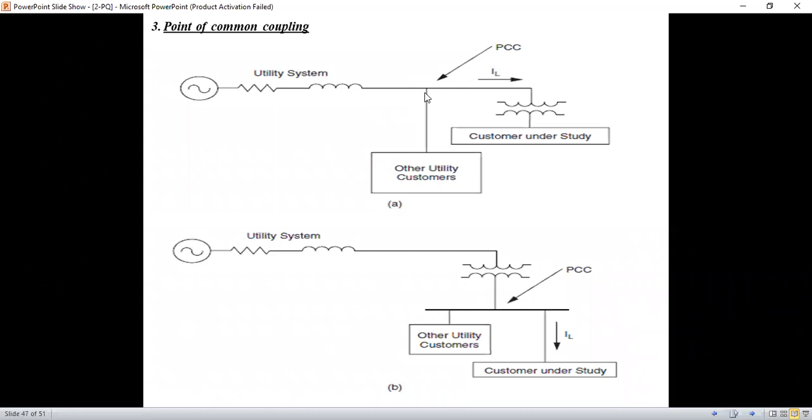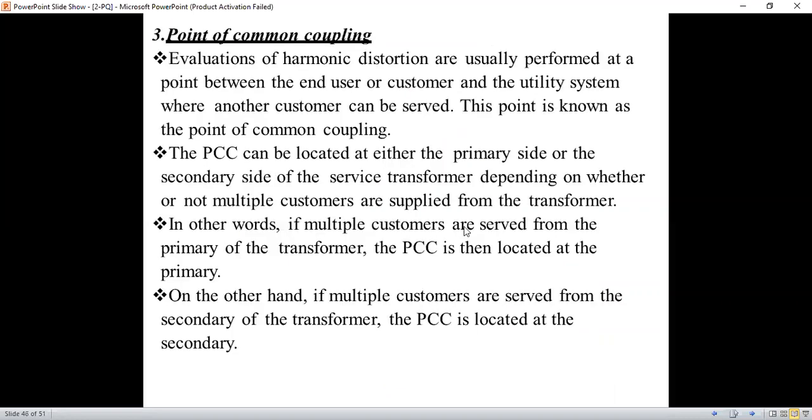See here, we have connected the other utility system; that is the common point we are going to consider. At the end user side only, we are using different loads here. Other utility customers are also there. So where the utility system, other utility users and end users are connected, that point we are going to call the common coupling point. Evaluation of harmonic distortions is usually performed at a point between the end user or customer, whatever the end users or customers, we are the customers here now, and the utility system, where another customer can be served.